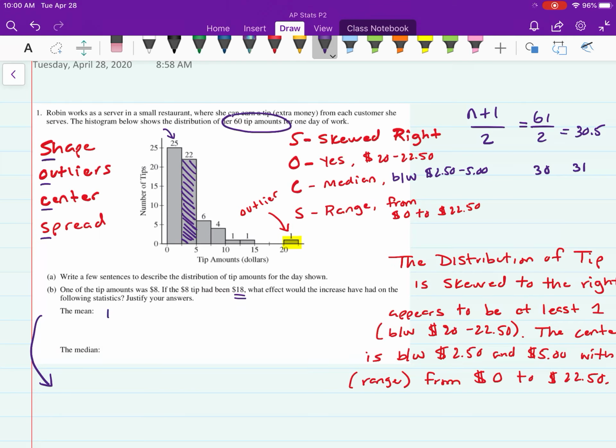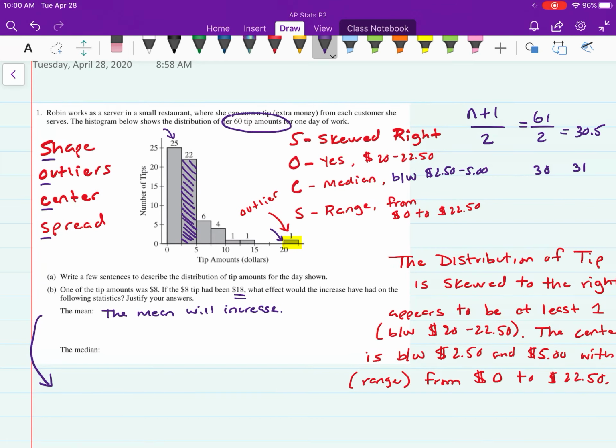So we'll say the mean will increase, and I'm kind of inclined to give a reason. It says justify your answers. If I'm switching an $8 tip to an $18 tip, an $18 tip is going to be somewhere ballpark over there. That's going to be on the higher end. That's going to be kind of close to that outlier. That actually might be an outlier.